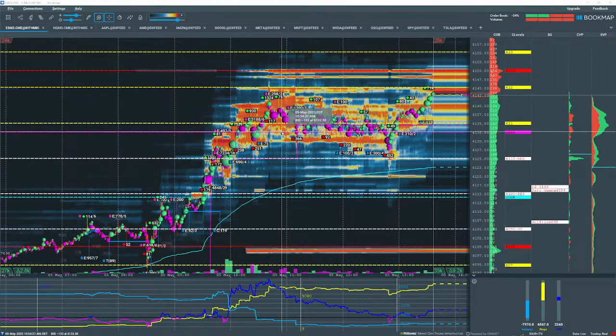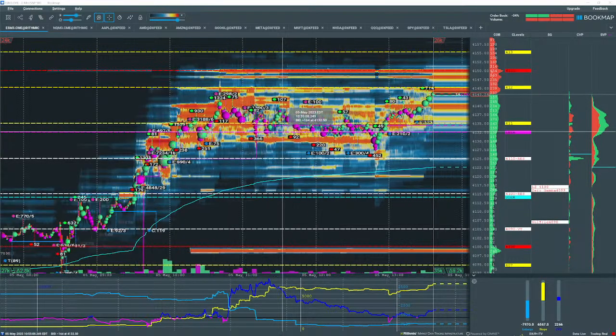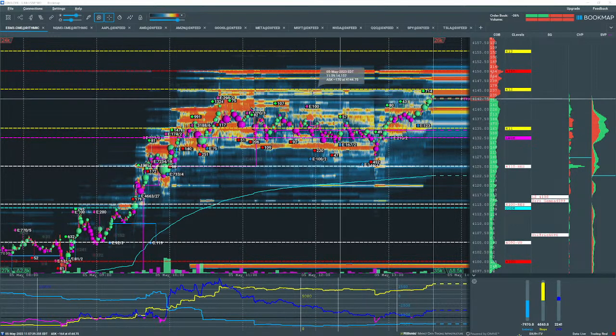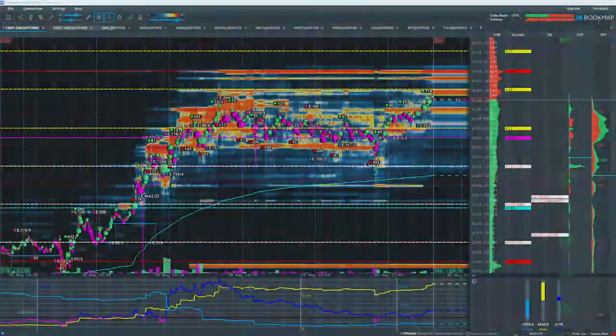And again, this is my planning and preparation, and I'm going to focus on levels first. So this is the S&P 500 futures in Bookmap, the ES futures. And you can see it's a very bullish day. And before I dig into this chart too far, let me take a look at a larger time frame.